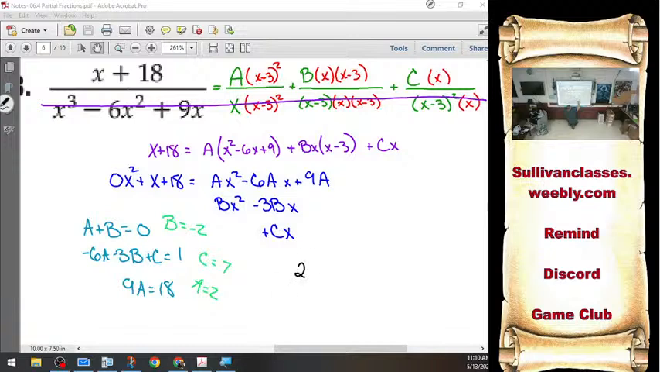A over x, B over x minus 3. Remember, you can say minus 2 over x minus 3, or you can say plus a negative 2 over x minus 3. I don't care. And 7 over x minus 3, the quantity squared.